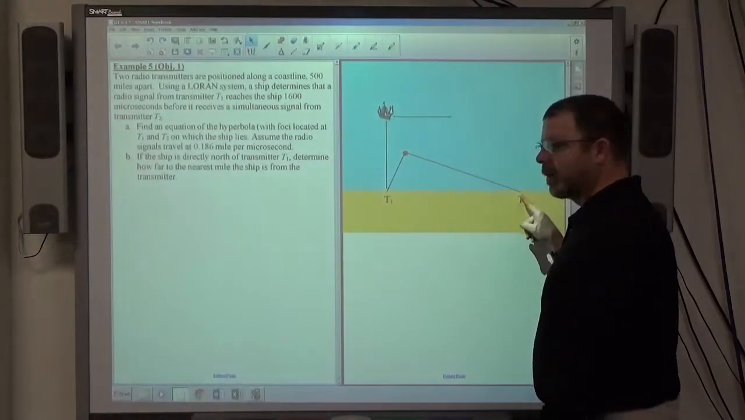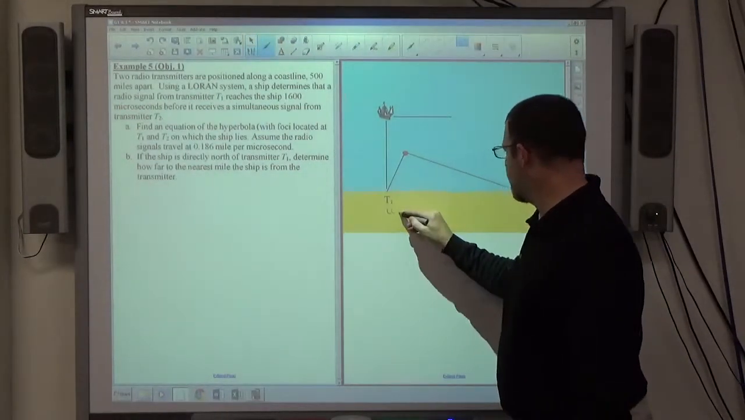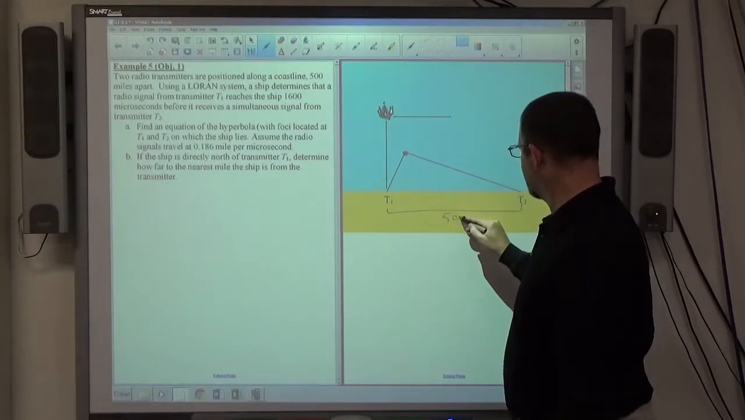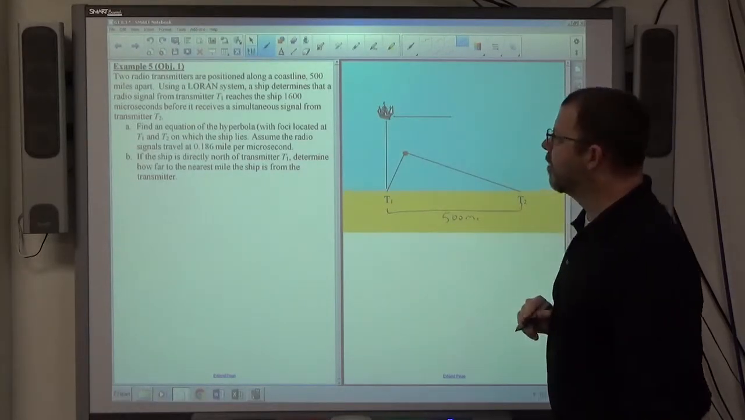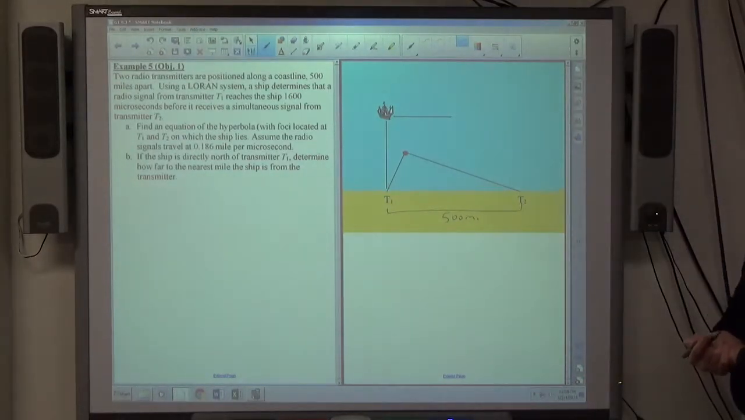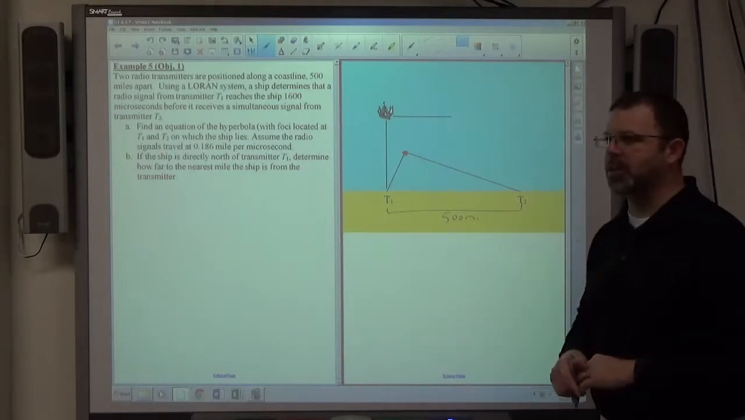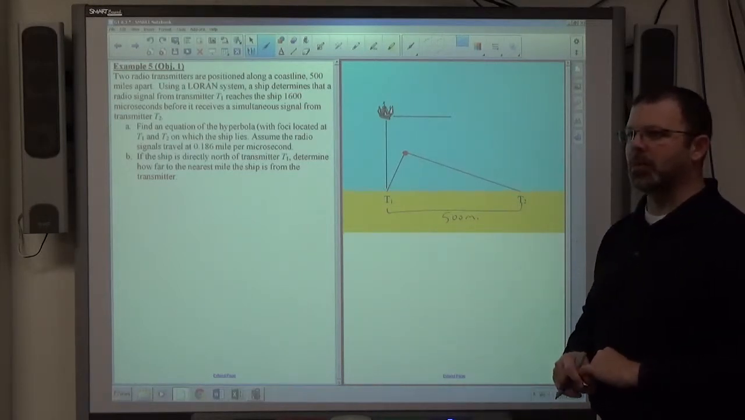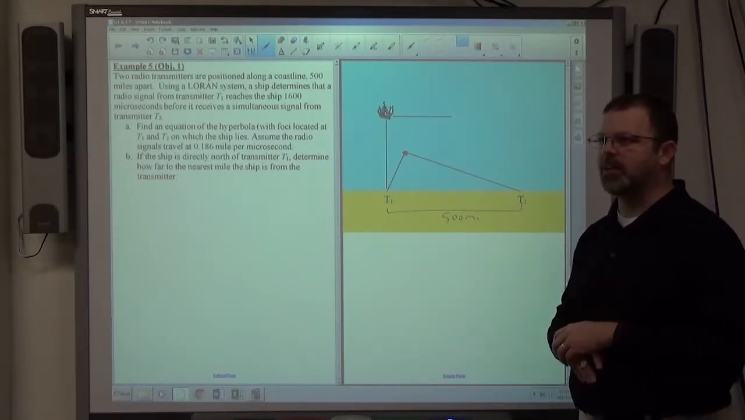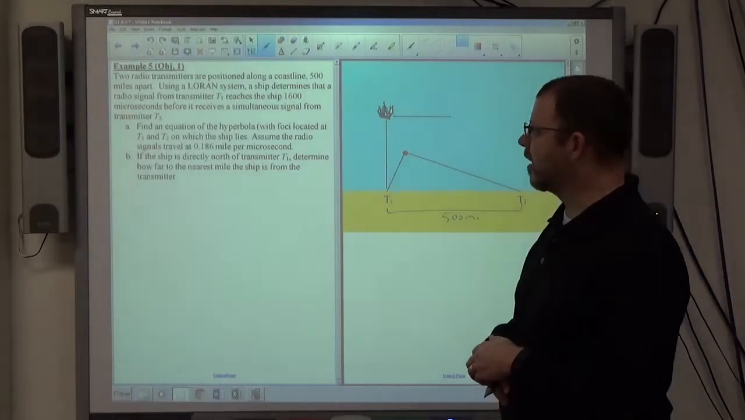Transmitter T1, transmitter T2 are 500 miles apart on the coastline. And the ship is receiving signals from both transmitters. There's a discrepancy in time between the transmissions of 1600 microseconds. There's some computer on board that can establish the exact time it takes for those signals to get there, down to the microsecond.